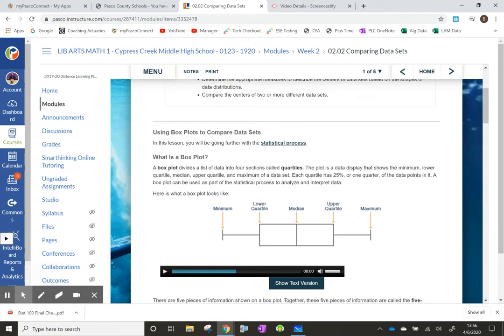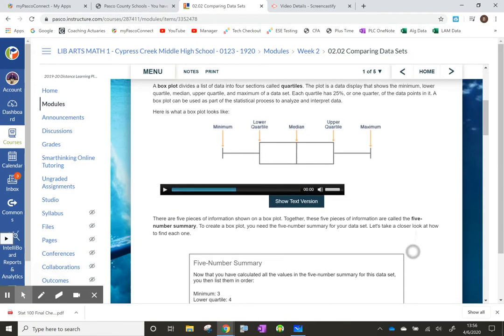All right, so what is a box plot, right? A box plot divides a list of data into 4 sections called quartiles. The plot is a data display that shows the minimum, lower quartile, median, upper quartile, and maximum of the data set. Each quartile is 25% or 1/4 of the data. A box plot can be used as part of a statistical process to analyze and interpret data.